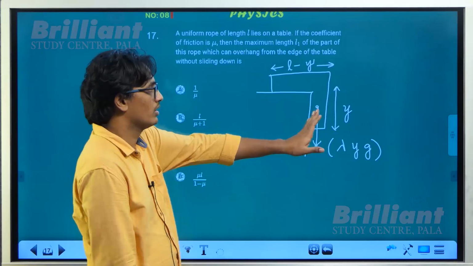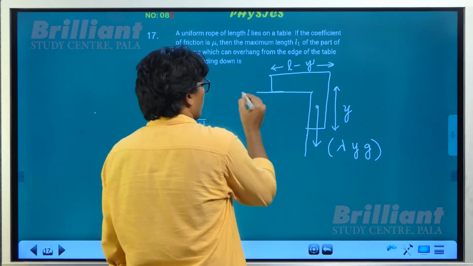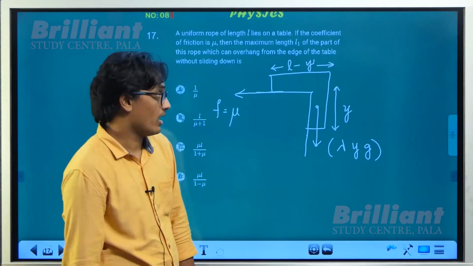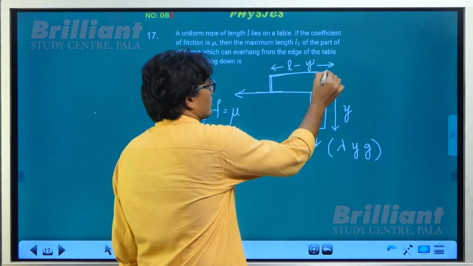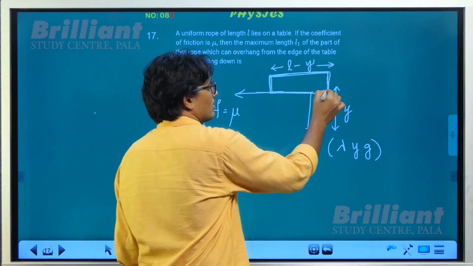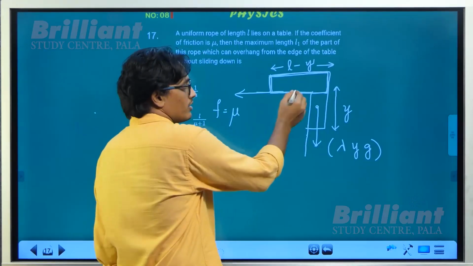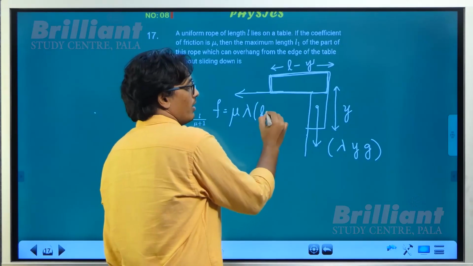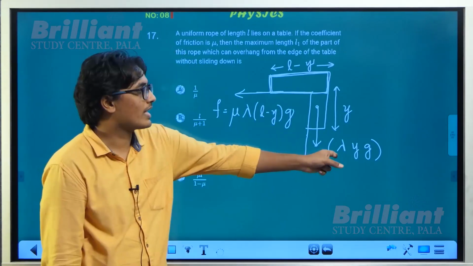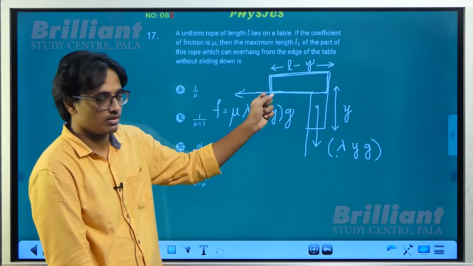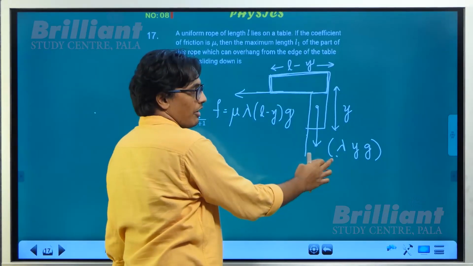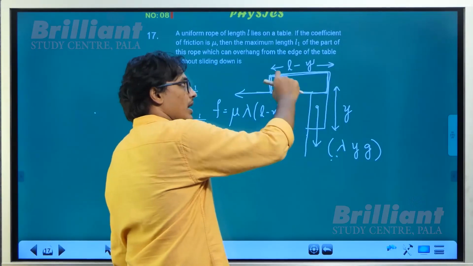And here there will be a friction force, which is mu into N. N is because of this one. So N is equal to mg, where mg is lambda into (L minus y) into g. There is gravity here, but it will be balanced by the normal. So the gravity of this hanging part must be balanced by the friction here.